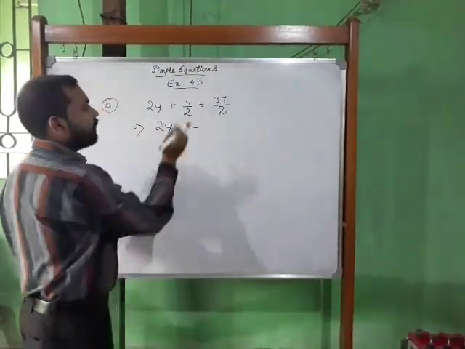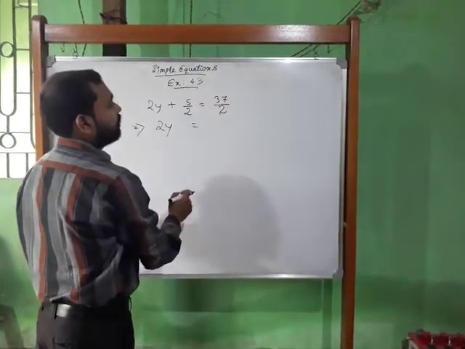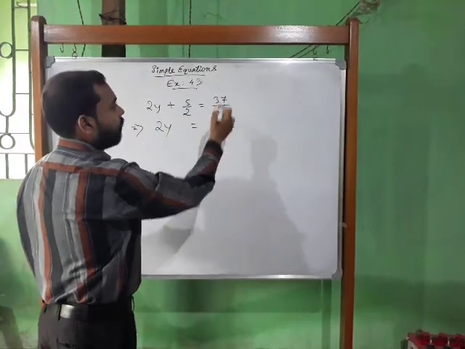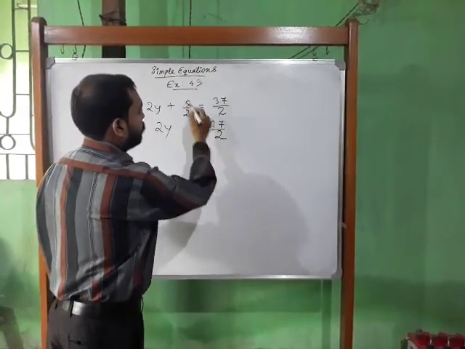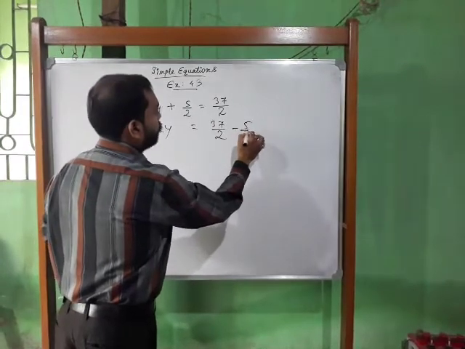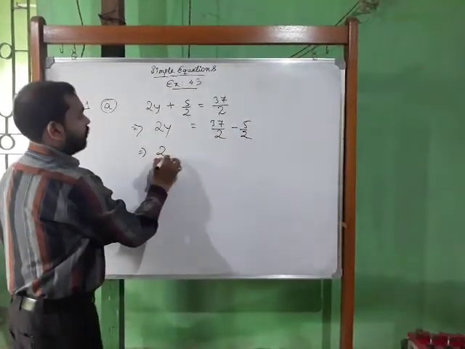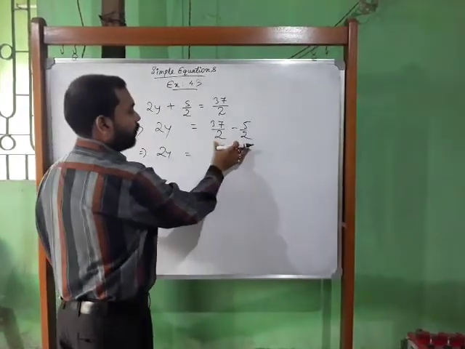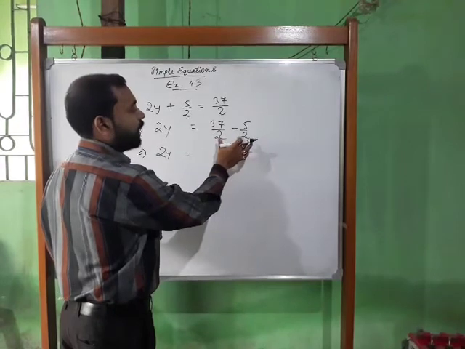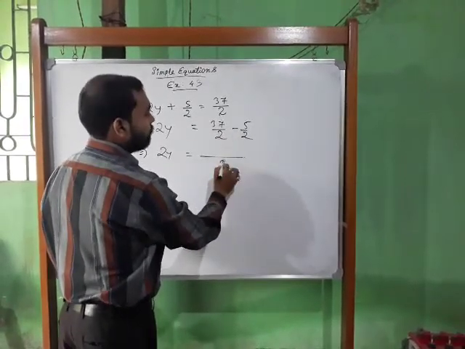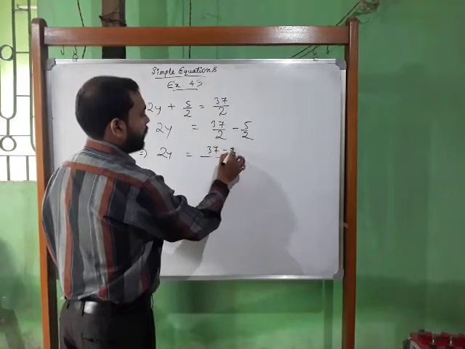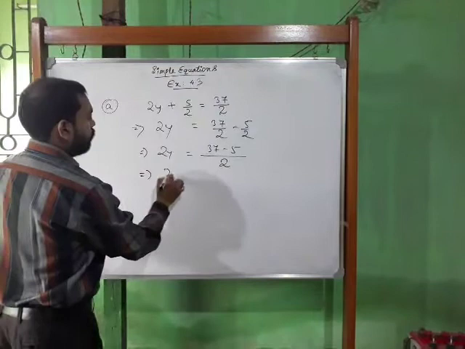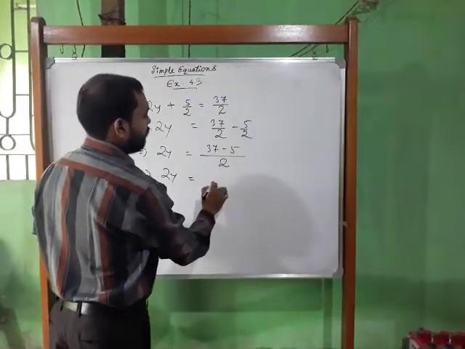Then 5/2 is constant, so let us bring it to the left hand side, because, sorry, in right hand side already one constant is there, so plus 5/2 it will become minus 5/2. Now you can see both these are fractions, and while subtracting fractions, what we have to do, we have to take LCM. So 2 and 2 LCM will be 2. 37 minus 5. This is a simple process. So 2y equal to 37 minus 5.